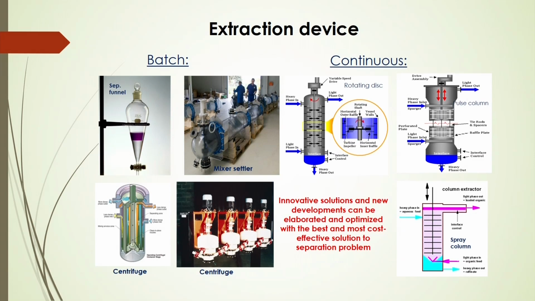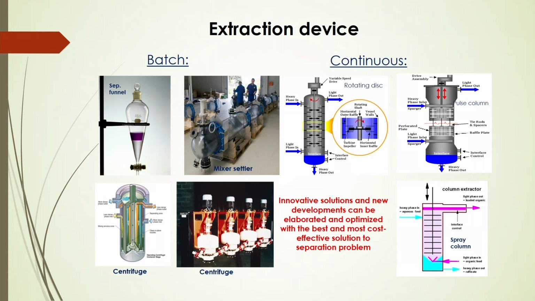Now, see here, several extraction devices are being used for this extraction process traditionally. Like in batch processes, the separating funnel was used at an earlier stage, and even the mixer settler, centrifuge, and different types of centrifuge are being used for extraction in batch systems. For continuous systems, there are the rotating disc column, the column extractor, the pulse extraction column, the spray extraction column; there are different mechanisms. So, these are the different intensifications of this process from the traditional extraction process.